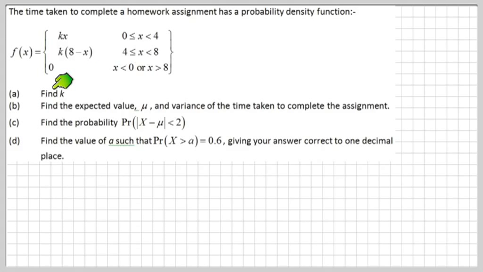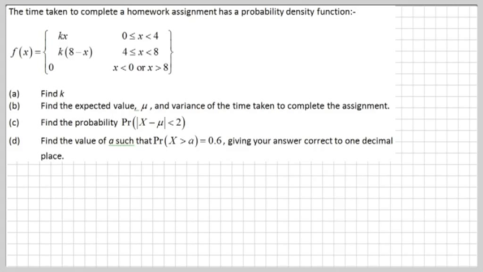Right, okay, now we've got to find k. We've got to then find the expected value mu and the variance of the time taken to complete the assignment. Then we've got to find the probability of this beastly looking thing here. Well, we'll come to that later. And D, find the value of A such that the probability of X being greater than A is 0.6, giving your answer correct to one decimal place. Pause the video now and off you go, and come back when you're ready.